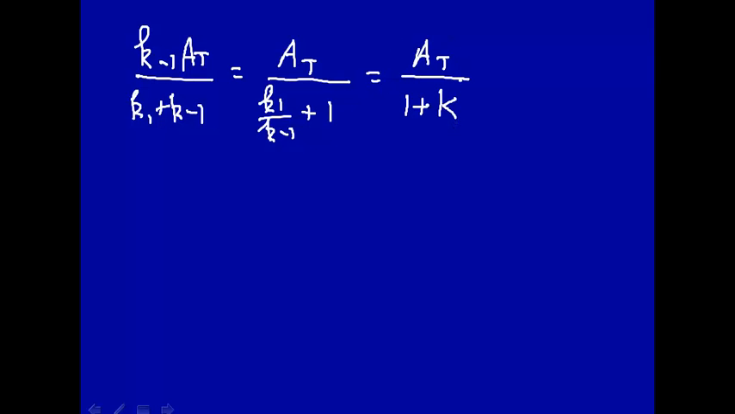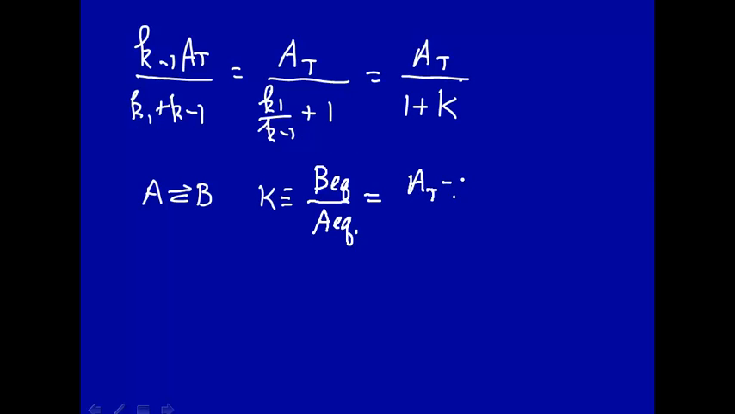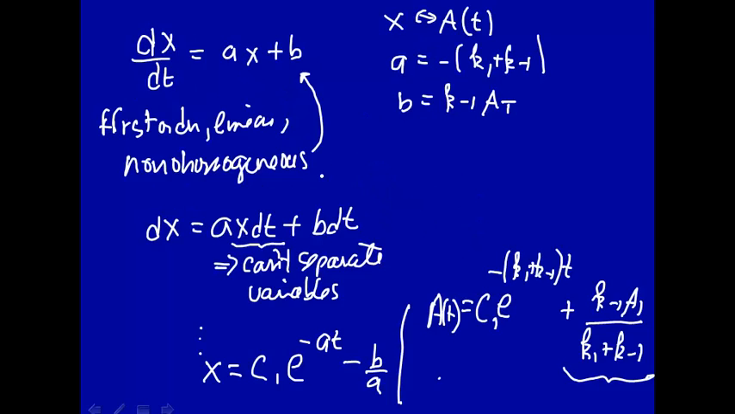Now we can simplify this further by realizing we have A in equilibrium with B, and we can have an equilibrium constant K for this to be defined as the equilibrium concentration of products, equilibrium concentration of B over the equilibrium concentration of A. We know that we can rewrite the equilibrium concentration of B as A total minus the equilibrium concentration of A, over equilibrium concentration of A. Why can we do that? Well, we have our conservation condition.